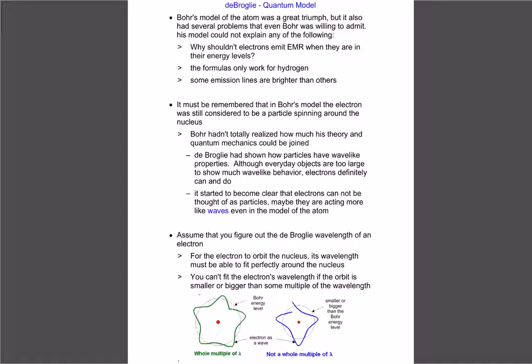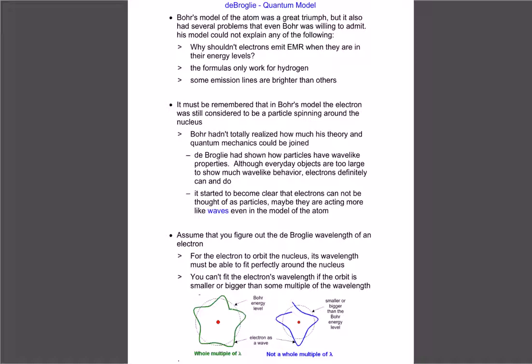And remember, we still had some problems with Bohr's model. He never addressed the issue of Rutherford, saying that electrons should lose their energy if they're giving off EMR. And some of the other issues were that his formulas only worked for hydrogen, and we see that in the emission lines, some are brighter than others, so that wasn't really explained.